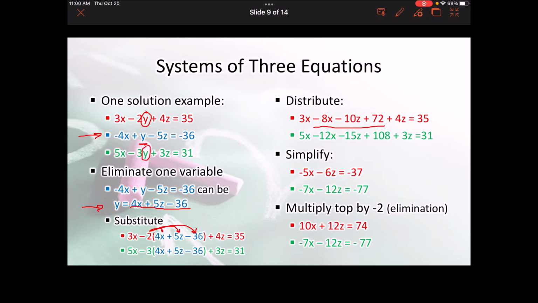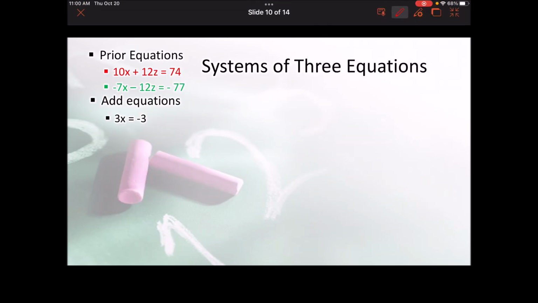Now when I add those two equations together, I've got the 10x minus the 7x, which gives me the positive 3x. The positive 12z minus the 12z cancel out. And then the 74 minus the 77 gives me this negative 3.